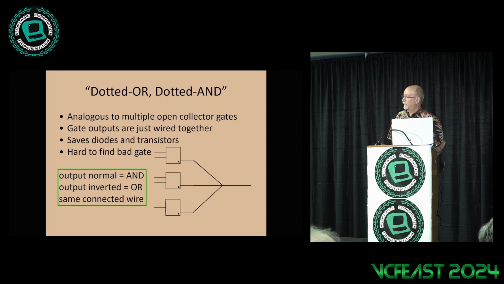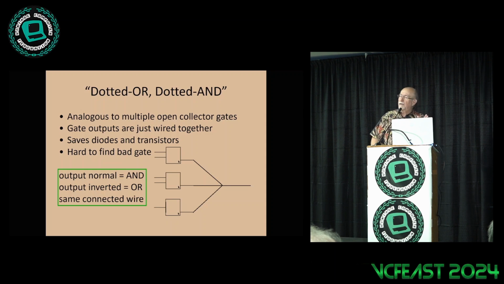Now, what about the dotted OR, the dotted AND? Why in the world would you waste valuable transistors and diodes combining signals when you could just twist the wires together? So they just wire together multiple outputs of gates, and they call that a dotted OR. In some ways, it's just like open collectors in a common bus where any of the gates will pull it down. So it produces an inverted output. It does save transistors, but it makes it a little harder to figure out which of these gates is pulling the output down because they're all electrically combined together. There's no isolation.